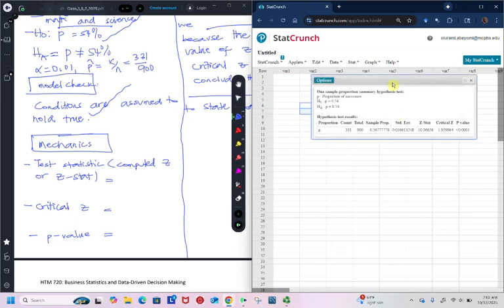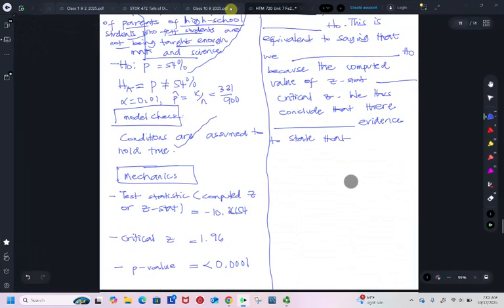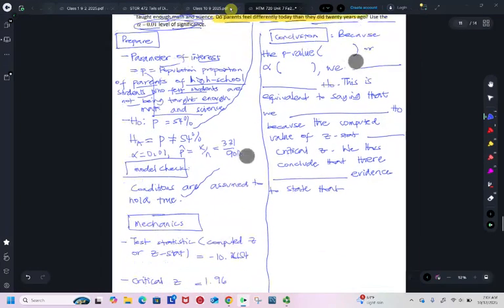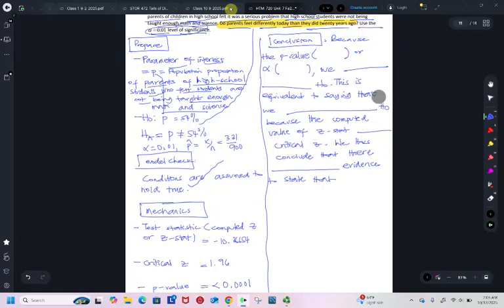So my test statistic value is negative 10.36654. The critical value is 1.96, and the p-value is so small that it is smaller than 0.001. So based on that, I can take these values and draw a conclusion. My p-value is so small that it is less than 0.001, and compared to my alpha, which is 0.01, we can tell that the p-value is significantly lesser than alpha.